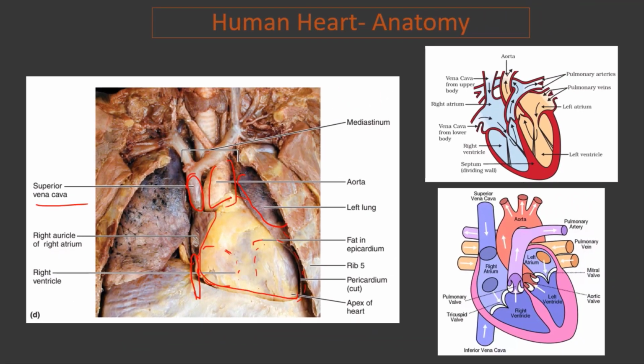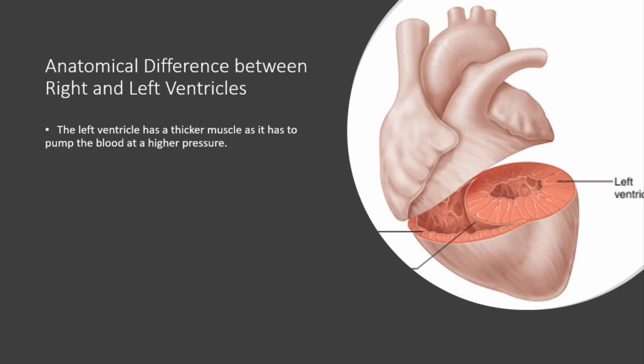Now there's an anatomical difference between the right and the left ventricle, right? So here the left ventricle, the muscle thickness actually is higher compared to that of the right side. You can see here the right side thickness is much lesser compared to the left side, and the reason for that is that this left side is going to pump blood throughout the body, and it is going to pump the blood at a higher pressure, and because it needs to pump the blood at a higher pressure, it has to be stronger. The muscle needs to be thicker so that it can pump at high pressure, so that the blood is going to reach each and every part of the body.